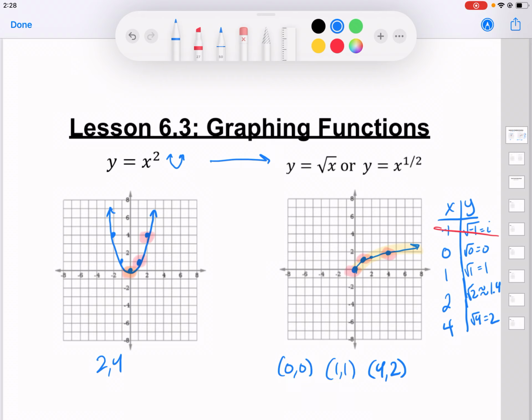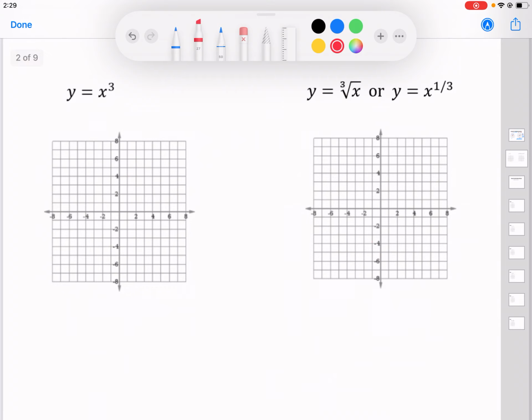So if you were a key point person in the past, these 3 points on a square root function would be your key points. Also, one more side note, if you see the square root of x, if you see x to the 1/2 power, it's the same thing as seeing the square root of x. So they'll sometimes write it 2 different ways, so just watch out for that.